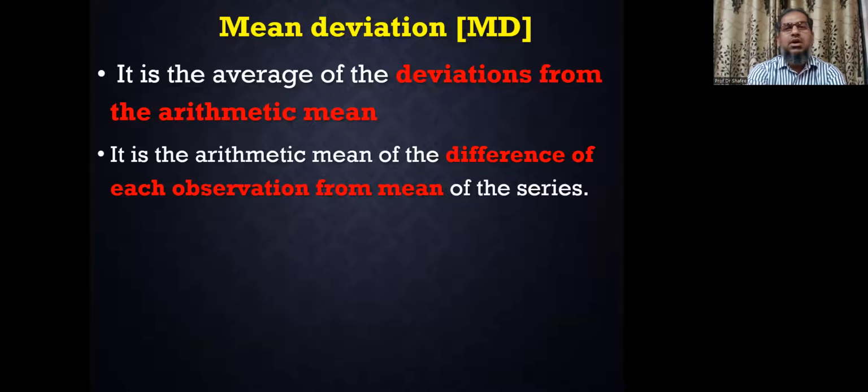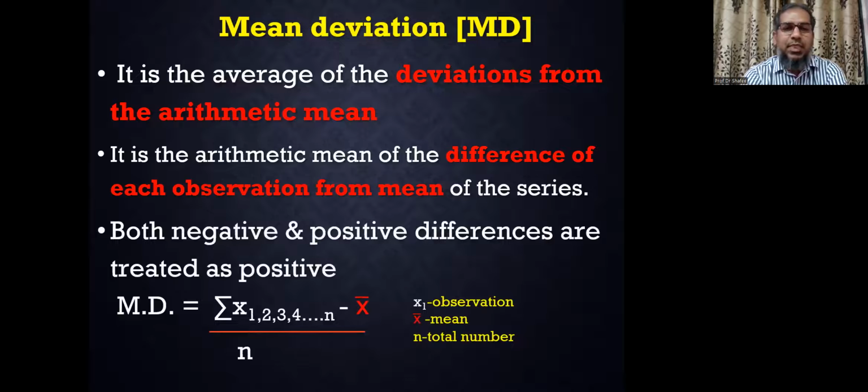So we need to take the difference. If a single observation is 25 and the mean is 20, then 25 minus 20 is equal to 5. So that is the difference. We have to take the mean of all these differences. I will show you one example. Both negative and positive differences are treated as positive. When we take the difference of the observation and the mean, sometimes the values come with a negative sign. We need to ignore that and take them as positive.